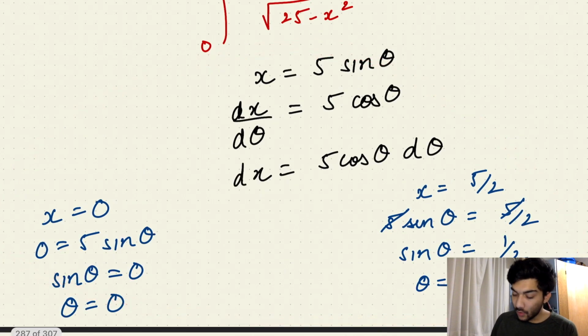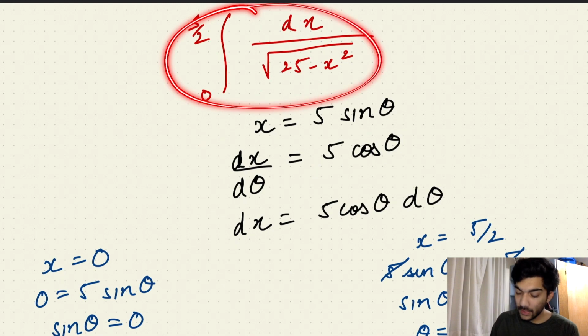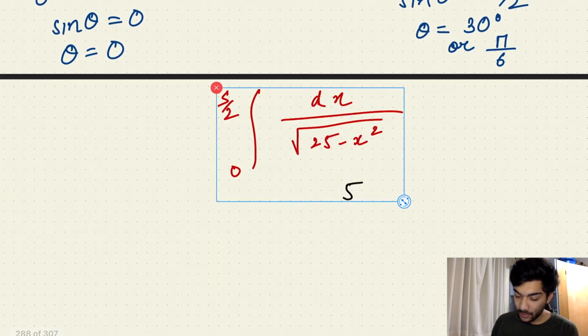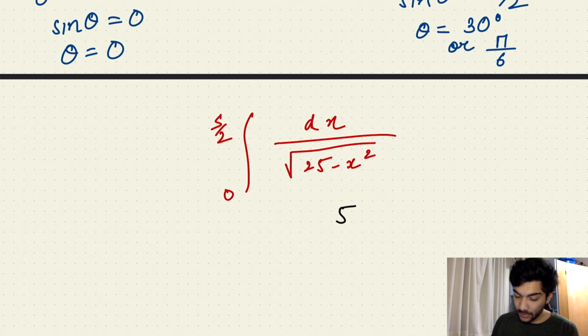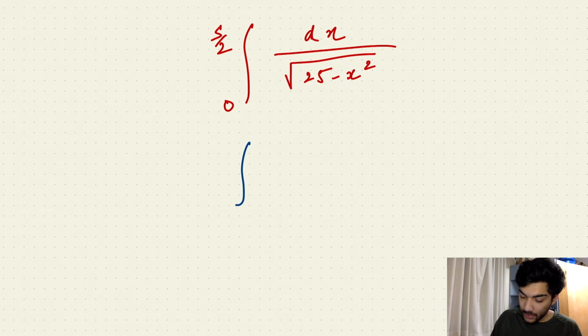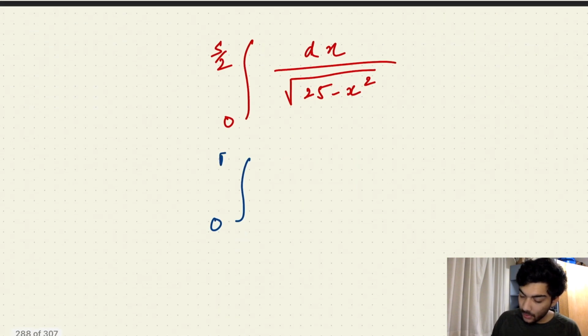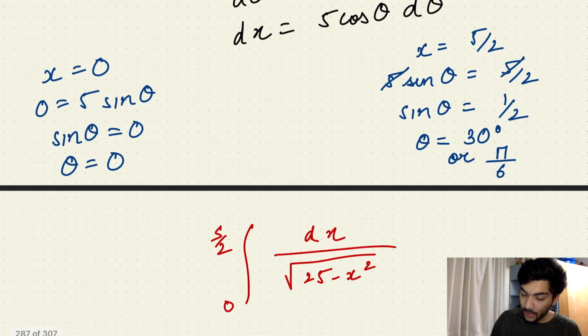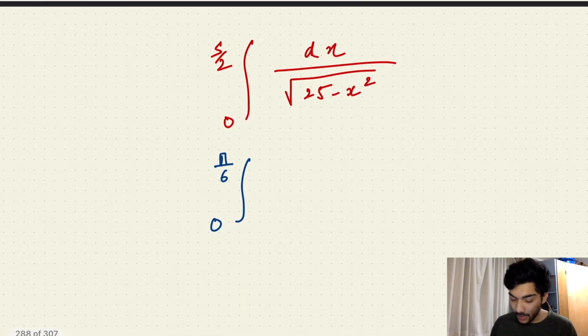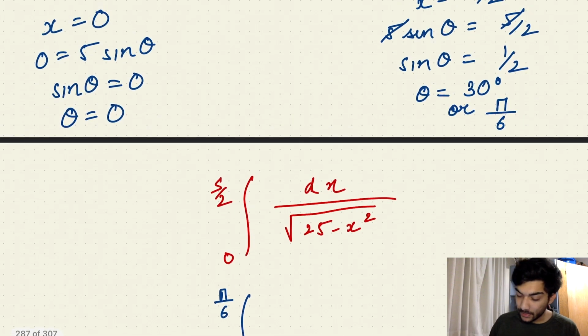So now since we have all the conversions, let's convert this definite integral by using all the conversions that we have. So this is the definite integral that we have. Since we are taking d theta, our endpoints have changed from 0 to pi by 6, because when our x is equal to 0, theta is equal to 0, and when x is 5 by 2, theta is equal to pi by 6. So that is why the endpoints changed to 0 to pi by 6.